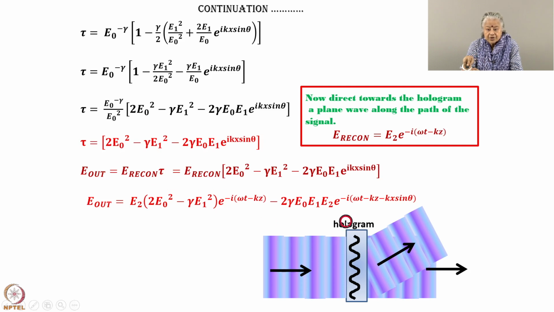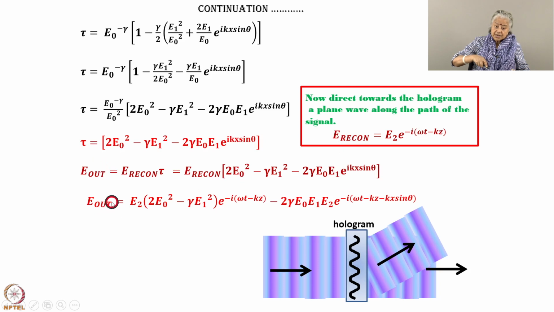So, how do I reconstruct? This is for the reconstructed part, E2 e to the power minus, this is one more wave which is the same as the initial reference wave, but the amplitude is different. When I say the amplitude is different, E2, that means it is a different wave. The frequency remains the same, everything else is the same, but the amplitude is different. So, this is my reconstructing wave.